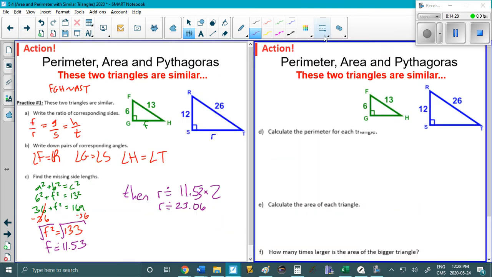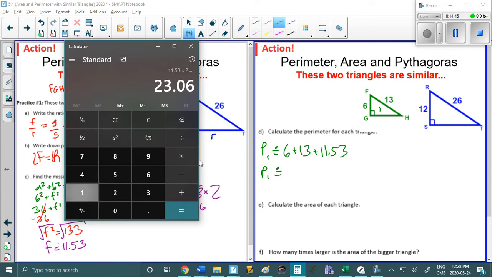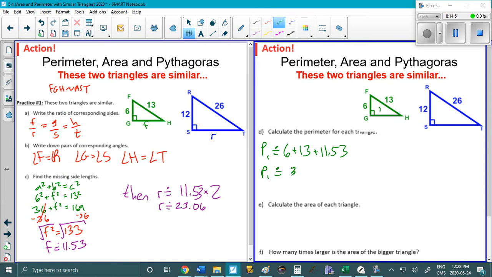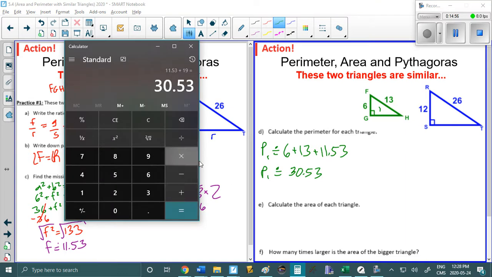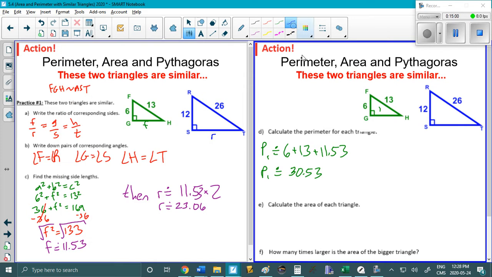All right, let's look at the follow-ups. Calculate the perimeter. Okay, so this is triangle 1. P1 equals approximately, because we've got decimals, 6 plus 13 plus 11.53. P1 equals approximately 11.53 plus 19, 30.53. Now, this one should be double that. So it should be 61.06, but let's figure it out.